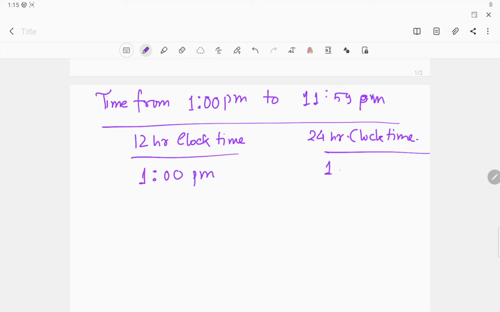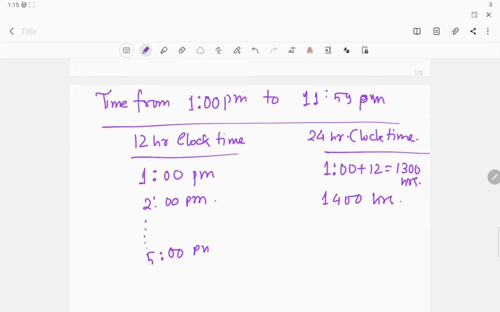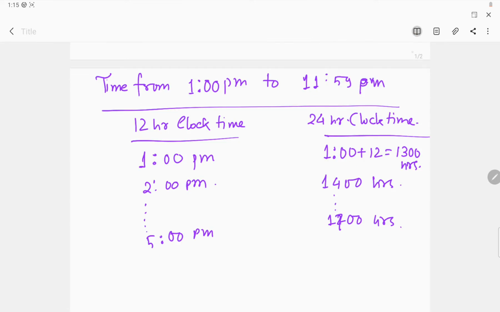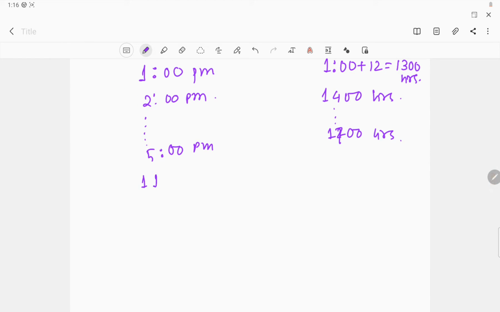Now it will be 1 plus 12, so it will be 1300 hours. When it is 2 p.m., simply add 12. 12 plus 2 is 14, 1400 hours. So similarly when it is 5 p.m., it will be 12 plus 5 is 17 hours. Okay. And when it is 11:59 p.m., it will be 12 plus 11 is 2359 hours, right?